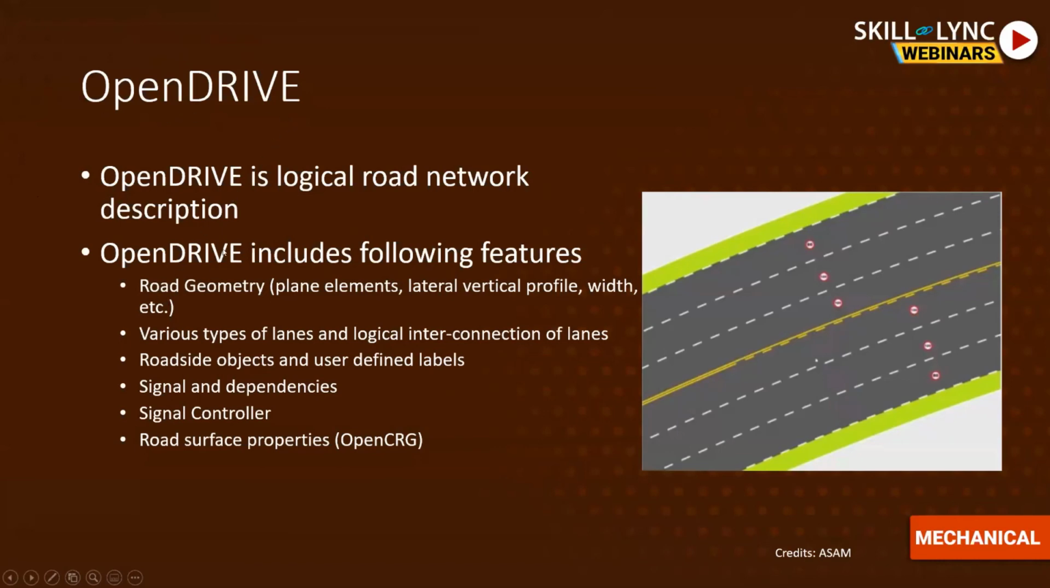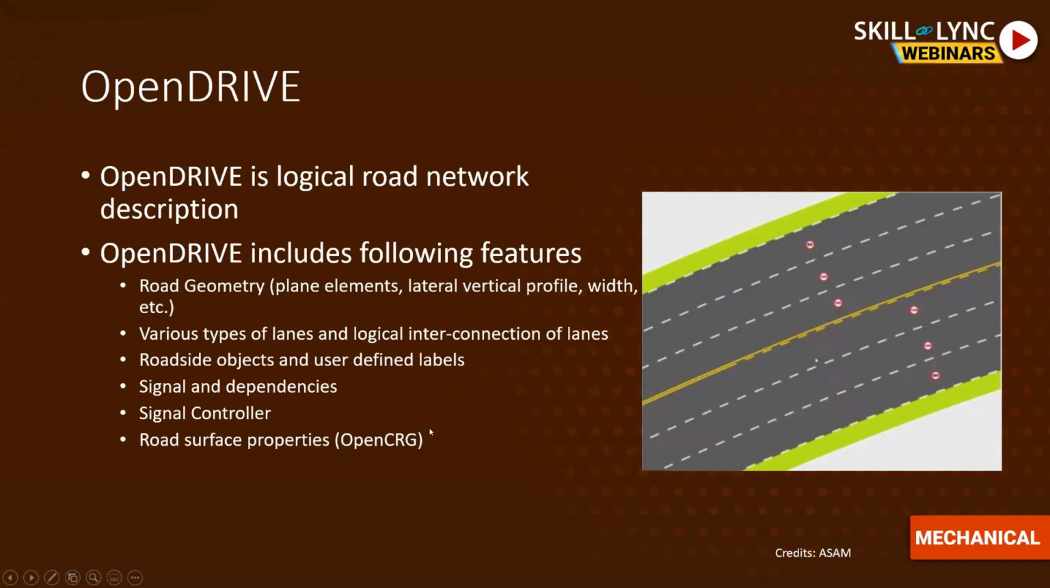Open Drive is basically an XML format where you mention the road geometry, as I said, the plane elements, vertical profile, width, etc. Then you also mention the logic of the lanes, that is, which is going left, which is going right, and if it is a roundabout, then what is the preference, or what is the logic on the lanes. Then you can also mention the signals and the signal dependency. Each lane can have different speed signals and restrictions, so you can mention these as well. And finally, the road surface properties, as I said.